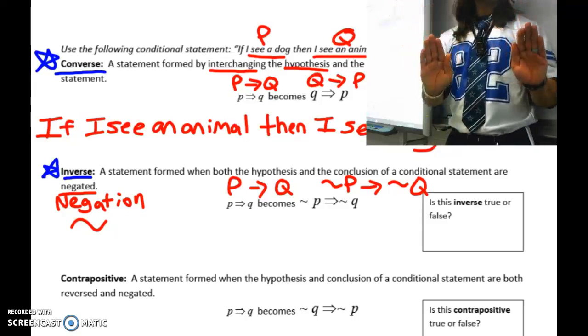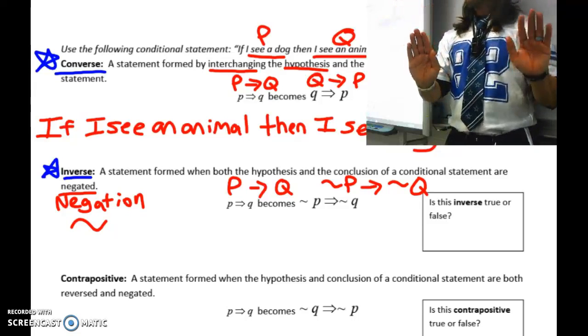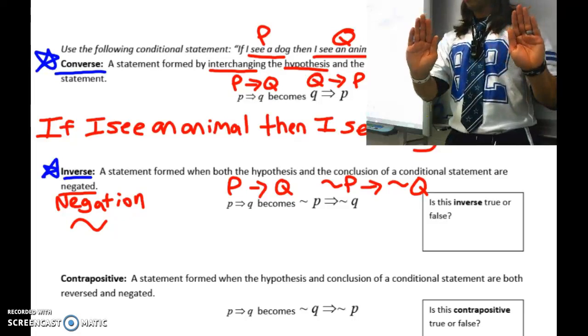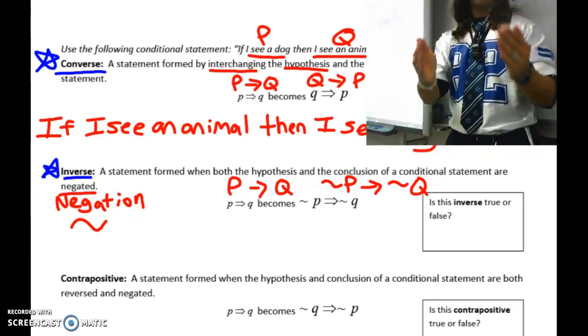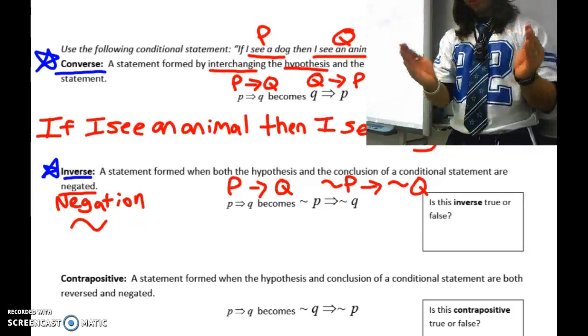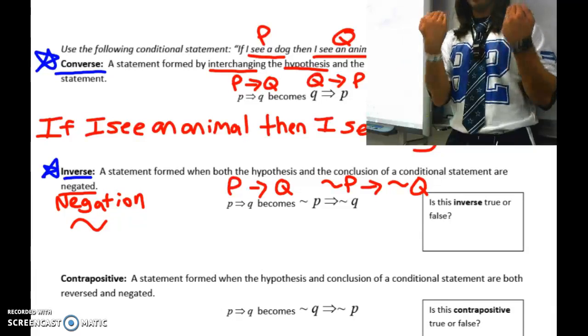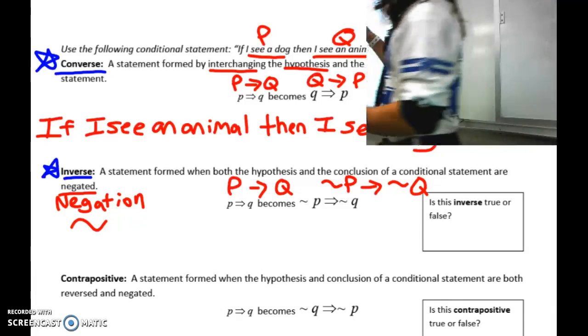So conditional is regular. Converse is a switcheroo. Okay? But inverse is like this, like you're smacking somewhere. Smack. Okay? But inverse is the same order, but not. Okay? In the sense of it's opposite. All right? So let's talk about that.